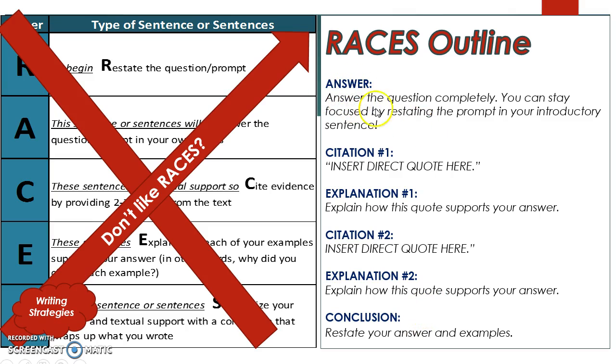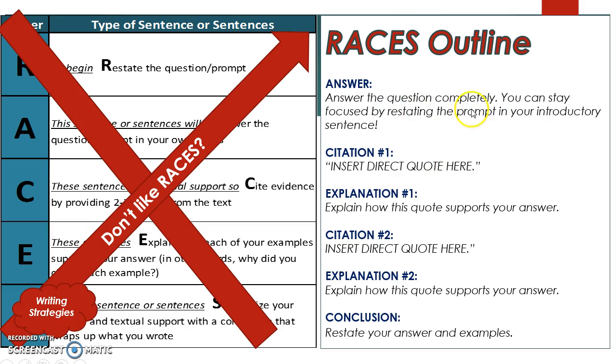So your answer, you want to answer the question completely. Make sure that you hit all parts of the question or the prompt. For citation, you want to insert a direct quote. Make sure you're using quotation marks. You can copy and paste it right out of the text. And then explain why you picked that quote. Refer back to your answer. How does this quote get me that answer?